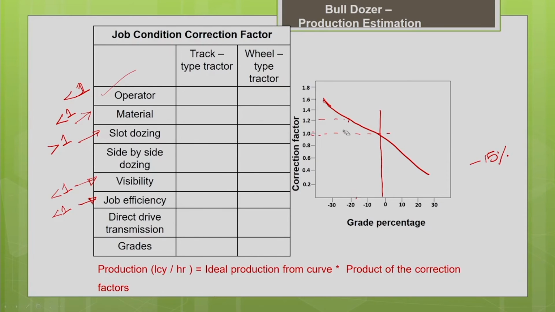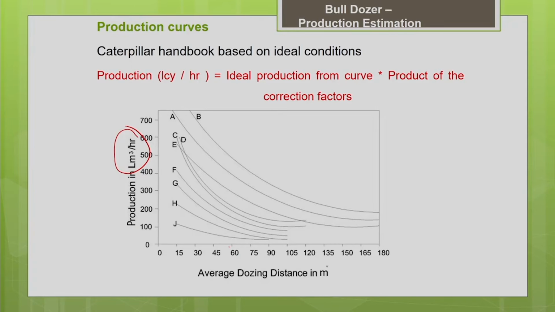These are just representative trends. You have to get the actual value from the equipment handbook. So you can take the value corresponding to minus 15% approximately, and that will give you the correction factor. Obviously, in this case the correction factor is going to be greater than 1, because it is going to enhance the productivity. So you are going to choose all the appropriate correction factors from the equipment handbook for this particular project condition. And you have to choose the productivity value for the corresponding model and the corresponding dozing distance from the production curve supplied by the manufacturer. If you know both these values, we can do the problem.